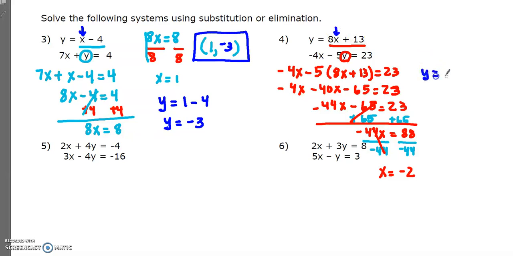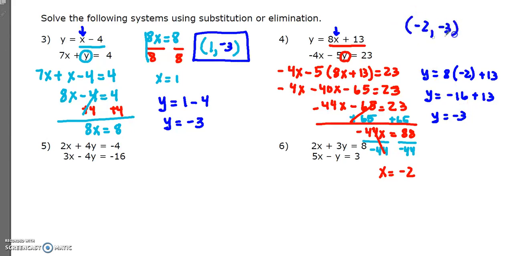So I will have y equals 8 times negative 2 plus 13. So 8 times negative 2 is negative 16. And I add 13 to that, and I will actually end up with a negative 3. So my final solution would be negative 2 for the x and then negative 3 for my y.